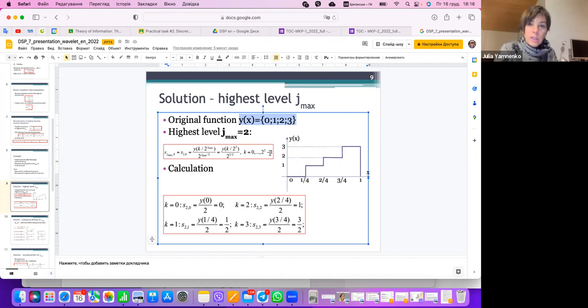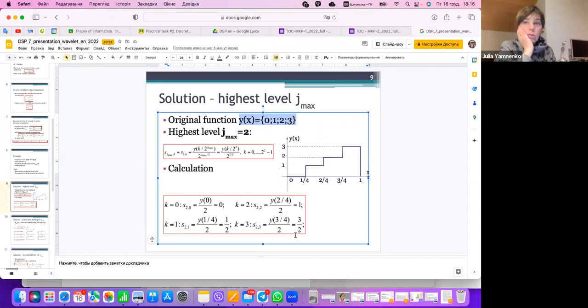Then we take the next value, which is equal to 2, so 2/2 is equal to 1. And the last value, 3: 3/2, equal to 3/2, of course. So here is the end of the calculation of S coefficients at the maximum level of decomposition.